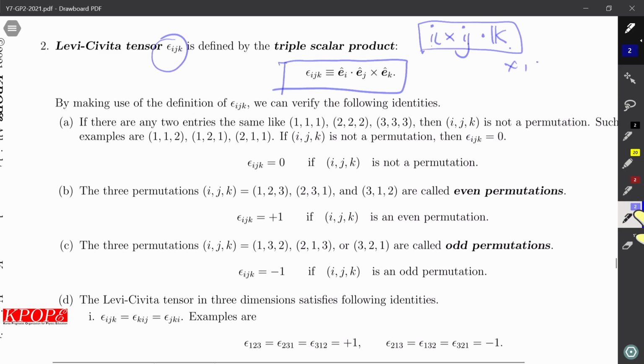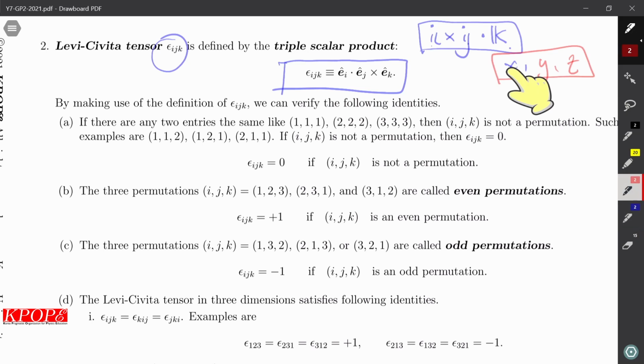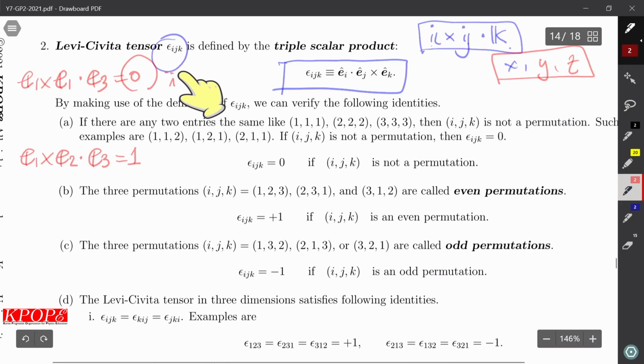x, y, and z components one by one. That means, for example, e1 cross e2 dot e3. That's fine. However, if any two of them are the same, for example e1 cross e1 dot e3, it is 0. That means they vanish when the set i, j, k is not equal to 1, 2, 3. So if any two of them are the same, then epsilon ijk vanishes.